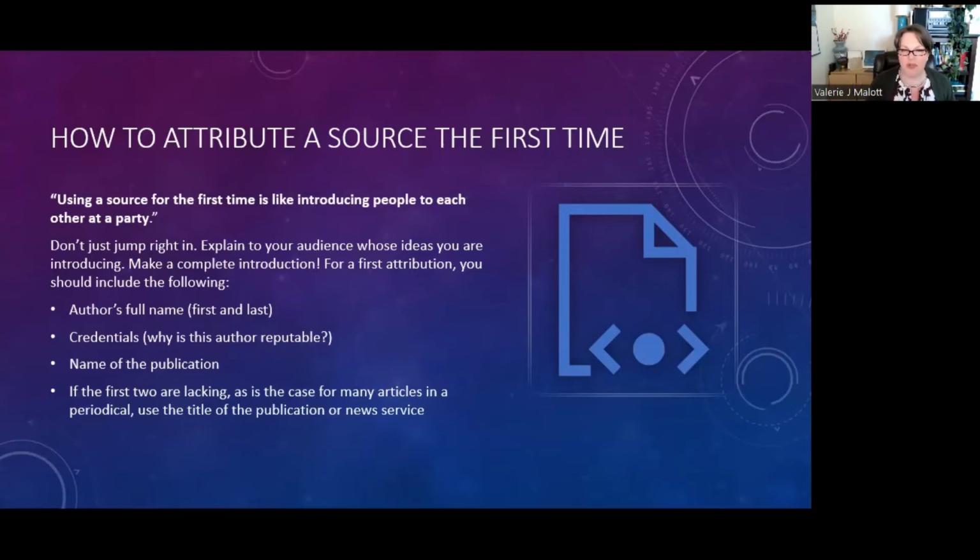But you don't just jump right in, right? You explain to your audience whose ideas you're introducing. You need to make a complete introduction, so your reader will know the source by name and can distinguish sources from each other. So a complete first attribution also establishes the credibility of your source, and it allows the reader to take that information seriously.